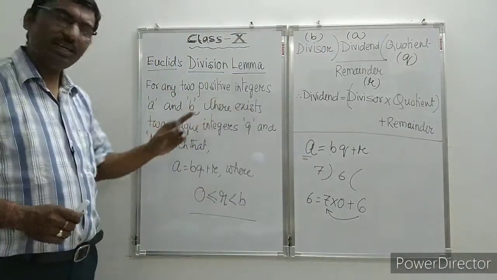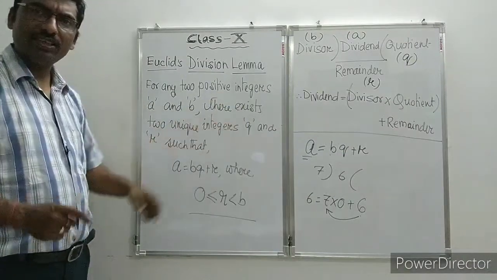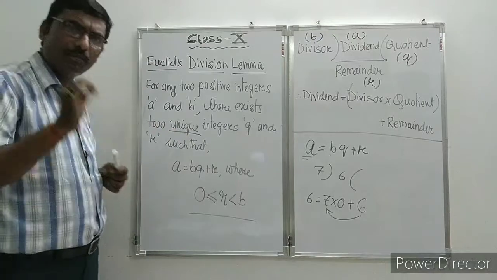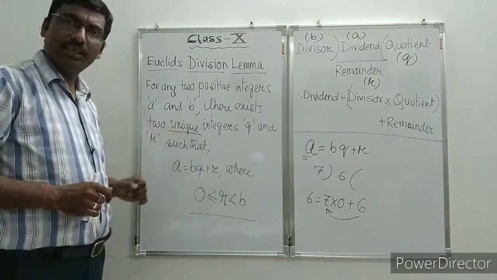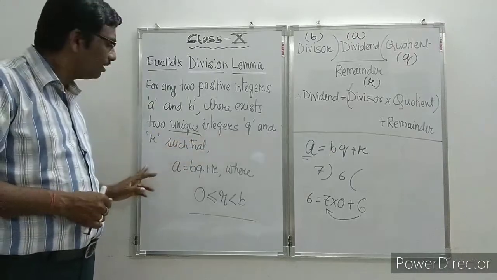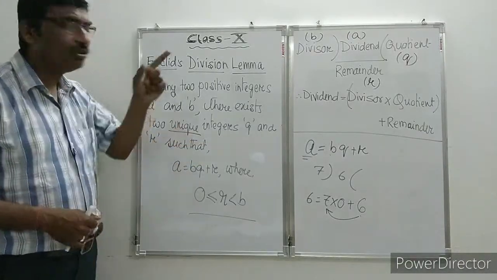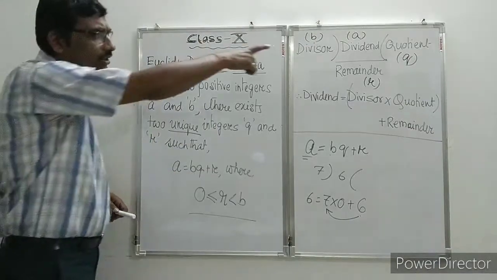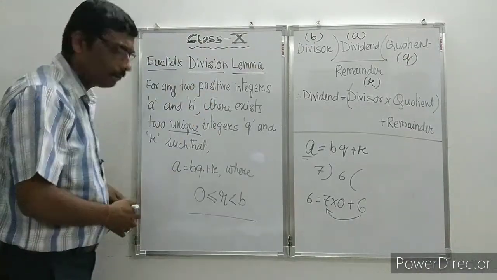For any two integers a and b, there exist two unique integers. Some of the words are very important: two unique integers. It will always be the same for those two numbers, q and r, such that a equals bq plus r. If you forget this, you just recall the division algorithm.